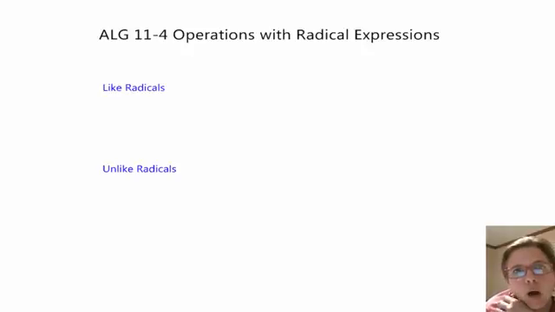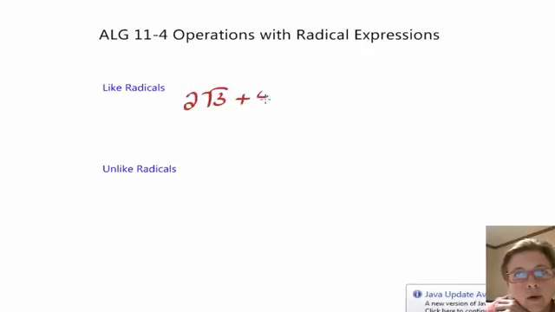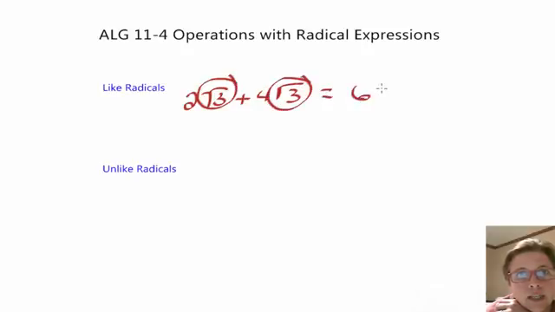Okay, in 11.4, we're going to do operations with radical expressions. So this is going to take us back to kind of the first few sections in this chapter. Radicals are kind of like terms. If you're going to add and subtract, you can only add and subtract like radicals. So if you have 2 square roots of 3 plus 4 square roots of 3, these square roots of 3 make them like. So it would just become 6 square roots of 3.